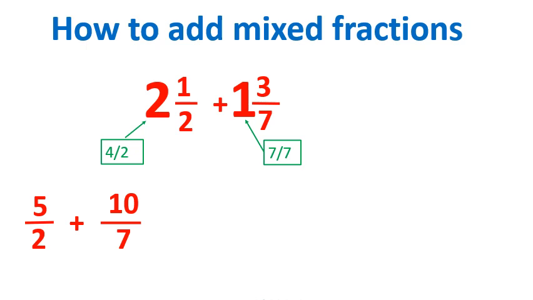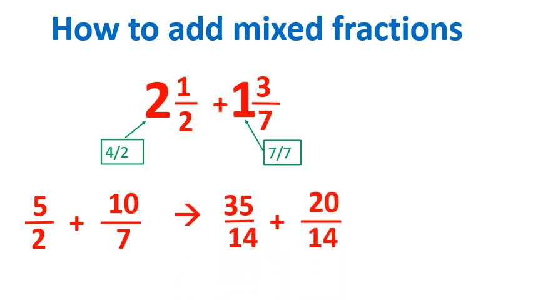And if you think back to how to add fractions together, recall that we need a common denominator. The denominator is the bottom number. We need it to be the same in both. So 5/2 and 10/7 have different denominators. We need a common one. We need them both to have the same one. A good choice would be to make them both have 14 as their denominator.